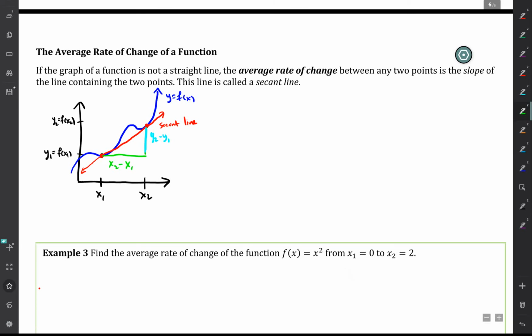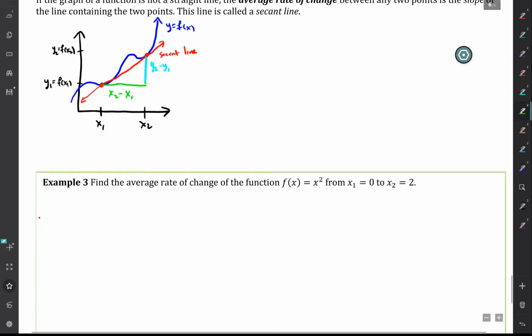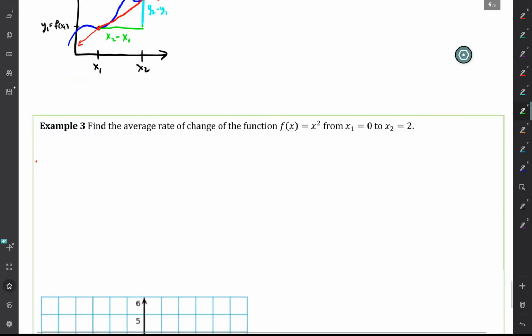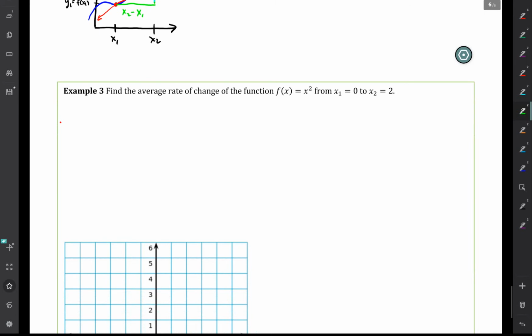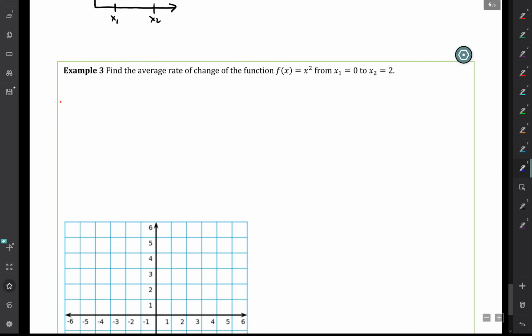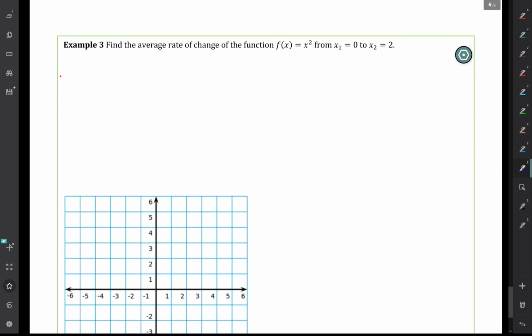And so now here's an example. We're asked to find the average rate of change of the function f of x equals x squared from x1 equals 0 to x2 equals 2. So the definition just says that we should find the secant line passing through (0, 0) and (2, 4).